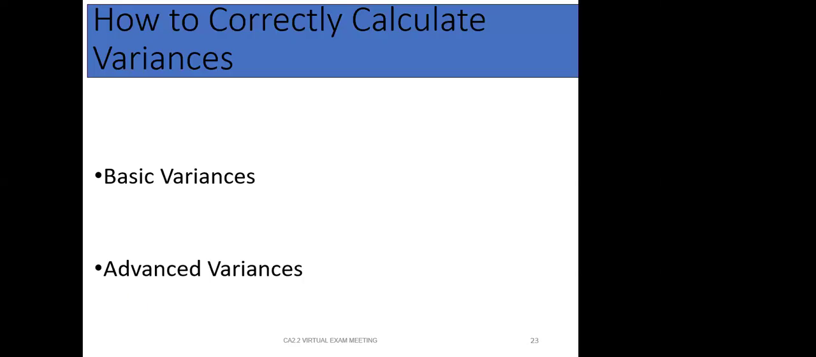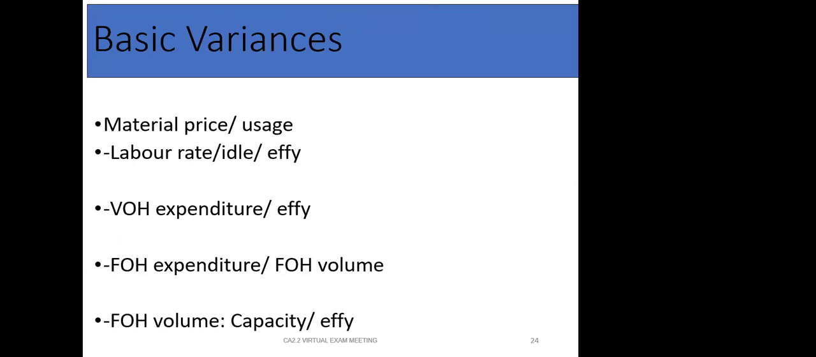Variances. We look at basic variances and advanced variances. Basic variances are covered at the diploma level in the DA5 paper, but in the CA2.2 paper, both basic and advanced variances are covered at the same time.